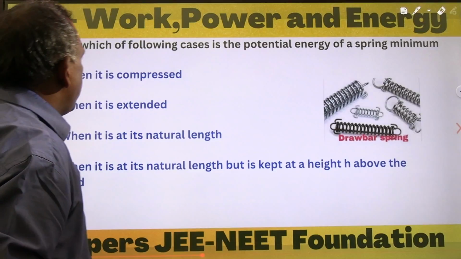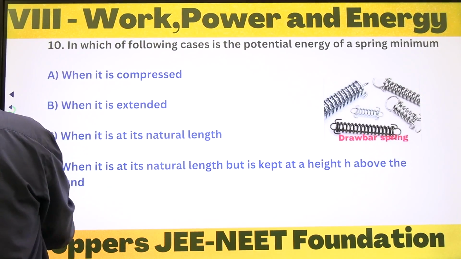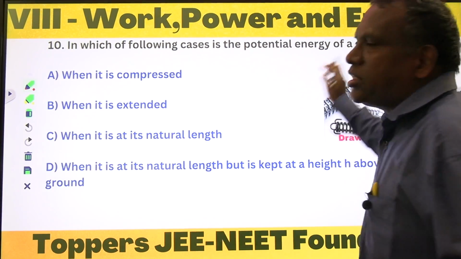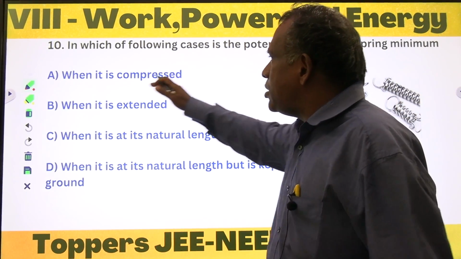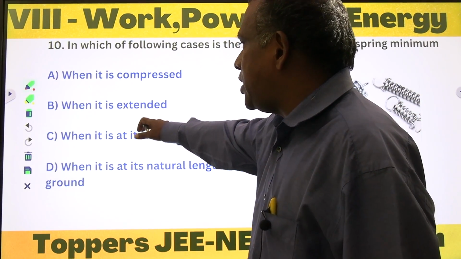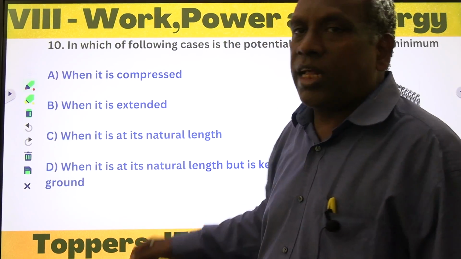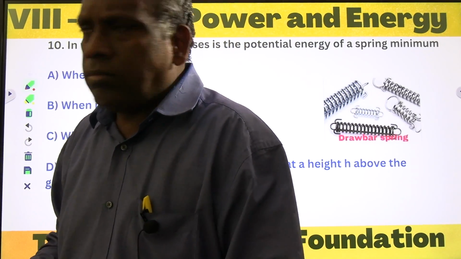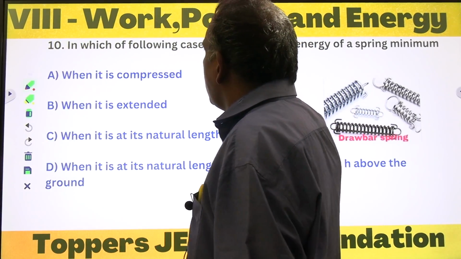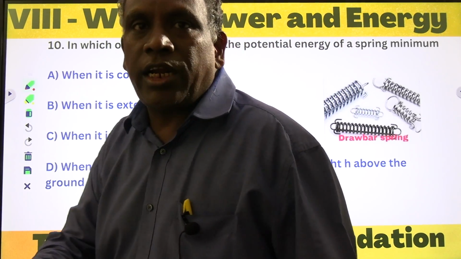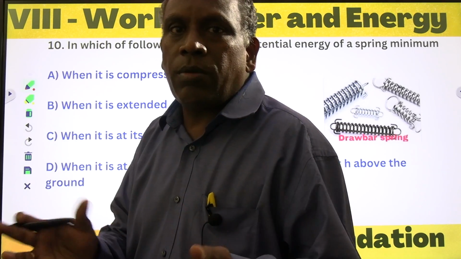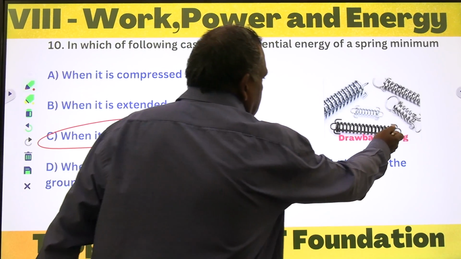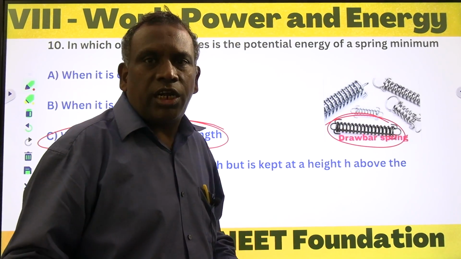So next question, that is question number 10. In which of the following cases is the potential energy of the spring minimum? When the spring is compressed, or when the spring is extended, or when the spring is at its natural length, or when it is at natural length but kept at a height above the ground. Minimum potential energy will be there due to the position when it is at its natural length. In the natural length, when the springs are natural, there is some potential energy.